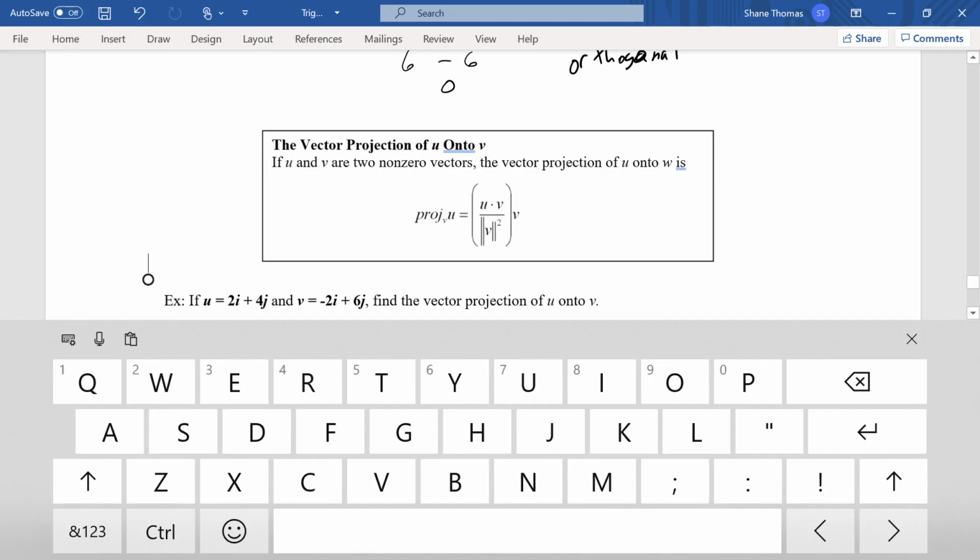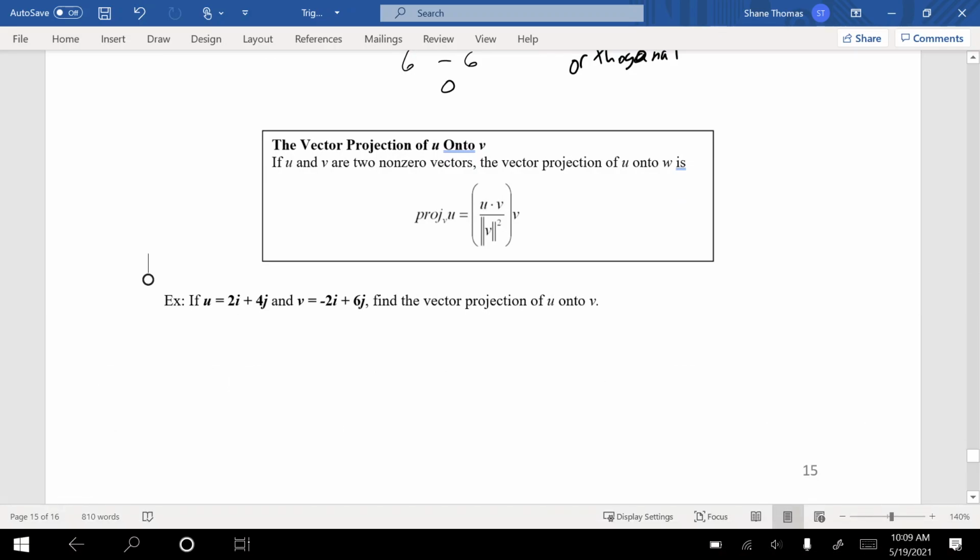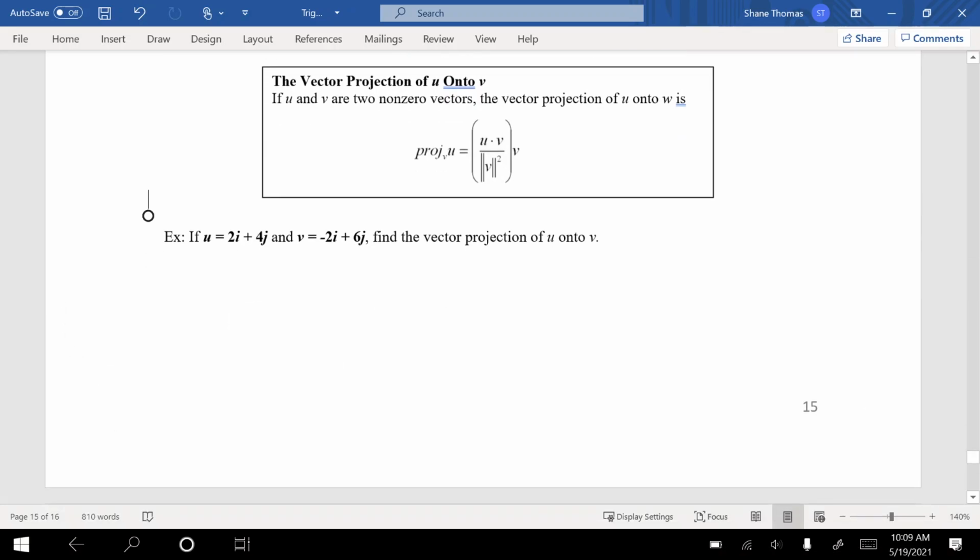Now, here's where we get a little bit tougher, just a little bit. All right. So a vector projection of u onto v. So if u and v are two non-zero vectors, the vector projection of u onto v is this formula here. All right. So it's the dot product over the magnitude squared times the vector.